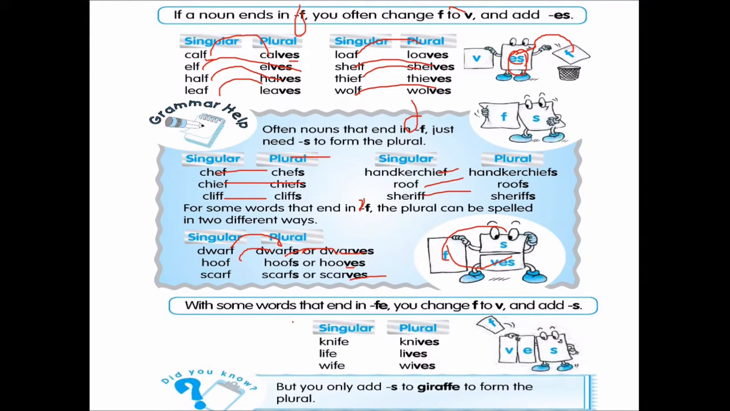With some words that end with fe, like knife, you change f to v and then you add s, like knife, knives; life, lives; wife, wives. But you only add s to giraffe to form the plural, not giraffeves, only giraffes.